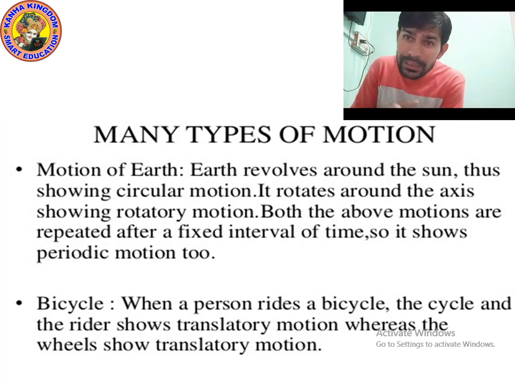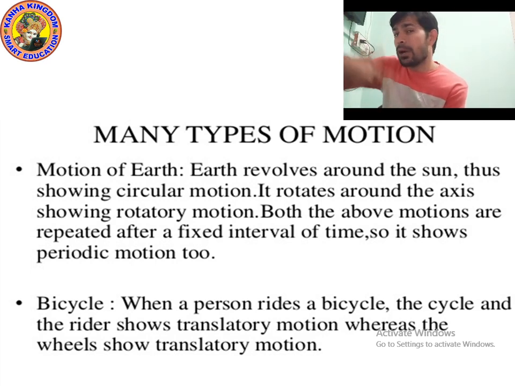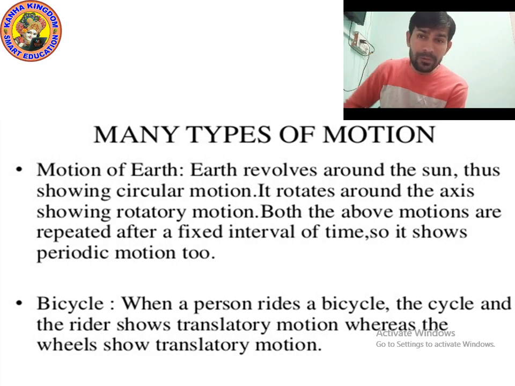You are going straight, and the bicycle is also going straight. That means you are showing which motion? Rectilinear motion. Yes, motion in a straight line is called rectilinear motion, or you can say it is translatory motion. But the wheels are rotating round and round, so they are showing circular motion.